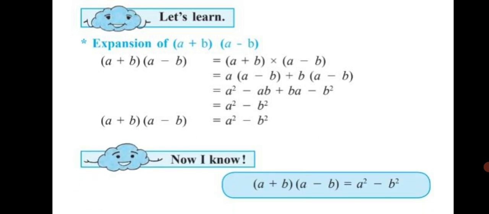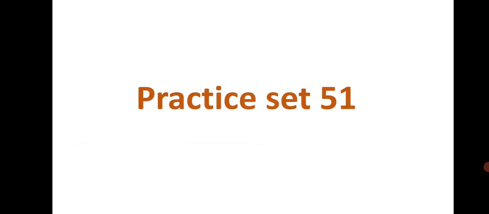Now I know (a + b) into (a − b) is equal to a square minus b square. In place of a, whichever term you see, and in place of b, any term will be given to you. Accordingly, if they appear like this, (a + b) into (a − b), then you can write it in the form a square minus b square. So let us solve now Practice Set 51.